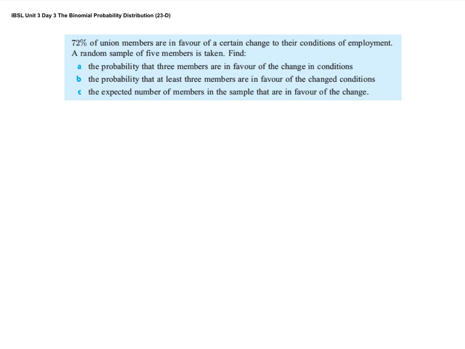72% of union members are in favor of a certain change to their conditions of employment. A random sample of 5 members is taken. So here, our binomial probability is 0.72 plus 0.18 to the 5th, right? So we have five members that we're polling. Find the probability that 3 members are in favor of the change, okay? So we're gonna do binomial, just to make sure, it's 5 choose 3, right?